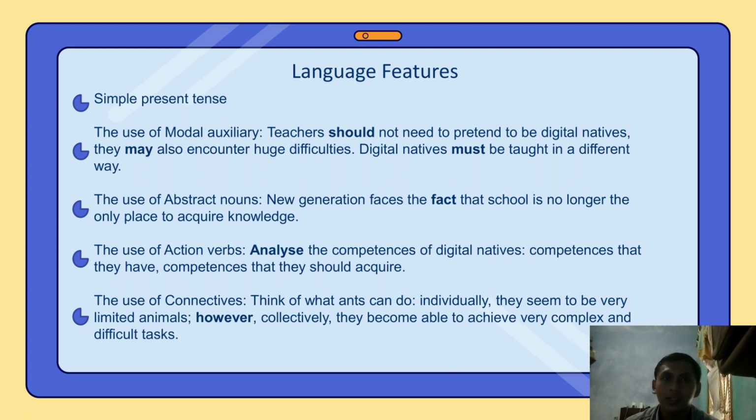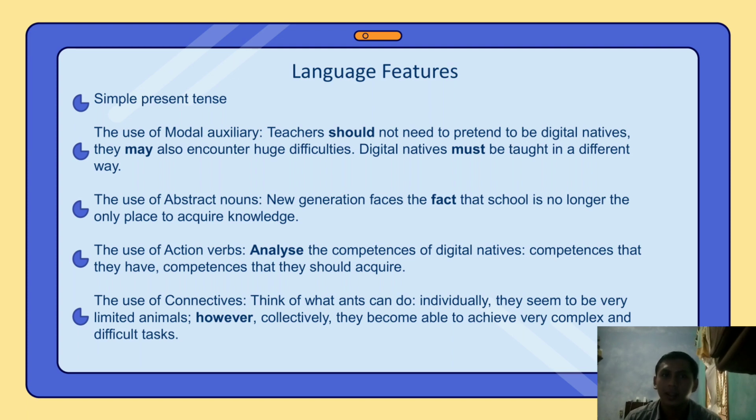And the use of abstract nouns. Example: new generations face the fact that school is no longer the only place to acquire knowledge. And the use of action verbs. Analyze the competence of digital natives. Competencies that they have. Competencies that they should acquire.